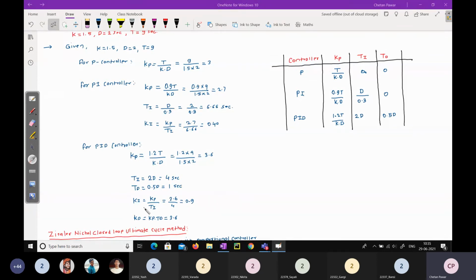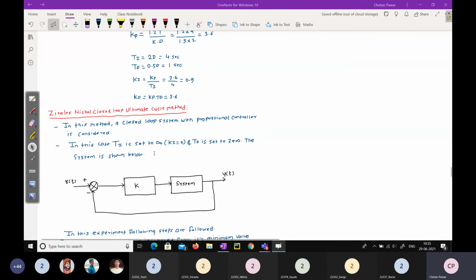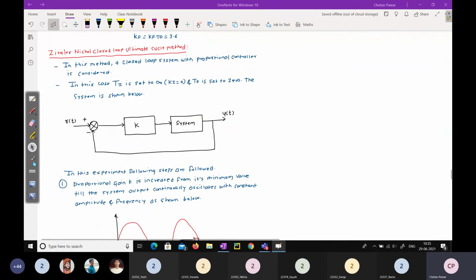So this way, if you consider the PID controller, first we have determined the values of Kp, Ti and Td, and then we have determined Ki and Kd. What is Ki? Kp upon Ti, and Kd will be Kp into Td. Like this, values are determined for the controller parameters.